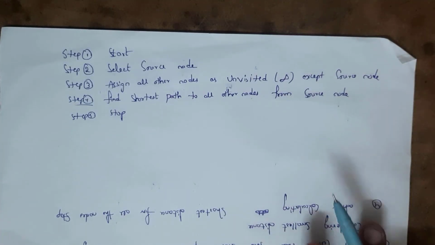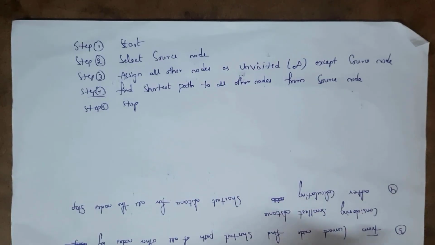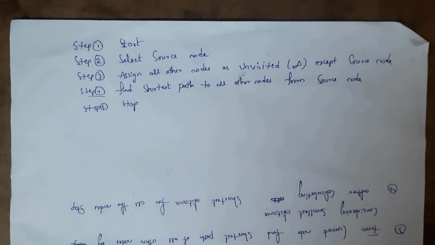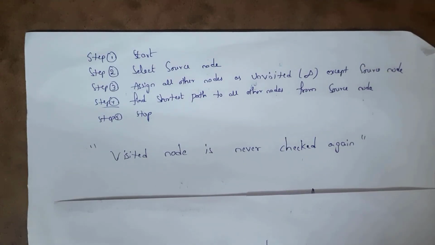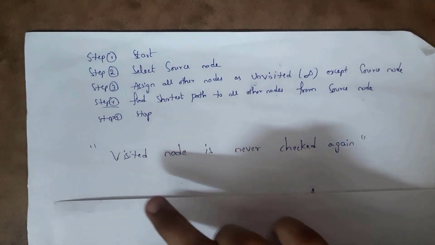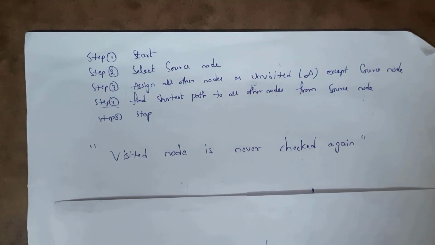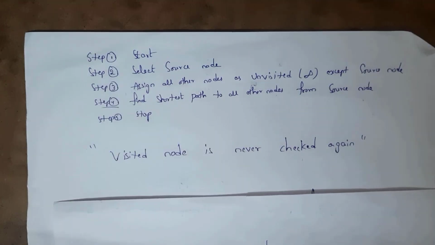This is an algorithm. Initially step 1 is start. After that in step 2 we need to select one source node. After selecting source node in step 3 we need to assign all other node values as infinity except that source node. And in step 4 we need to find shortest path from this source node to all other nodes. Once we found shortest path to all other nodes, step 5 is stop. This is algorithm. There is one disadvantage of this Dijkstra algorithm, that is visited node is never checked again. That means once we visit that node, once we perform relaxation, we should not check that node again. This is disadvantage.